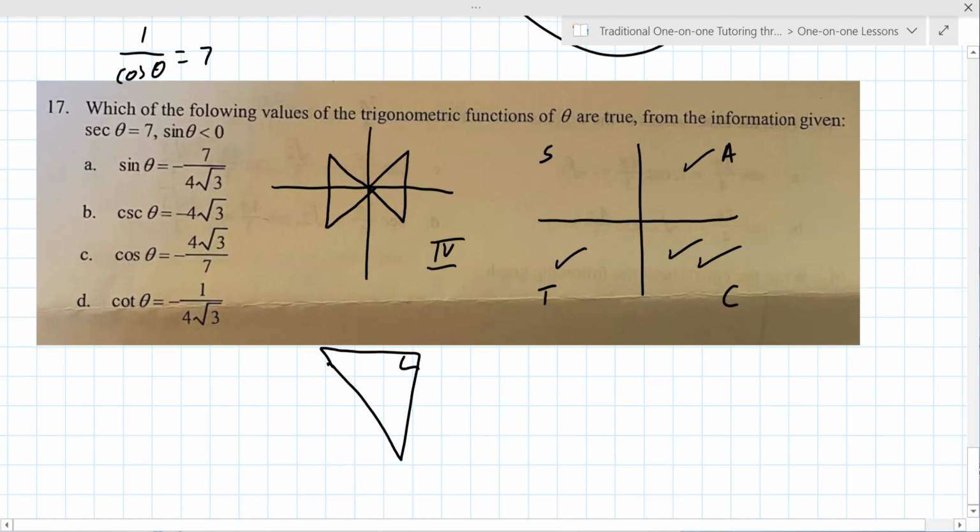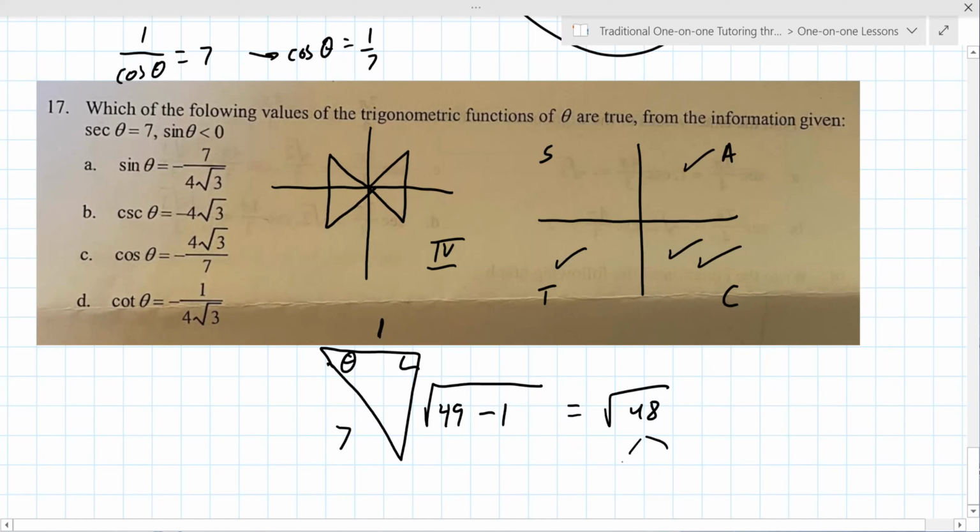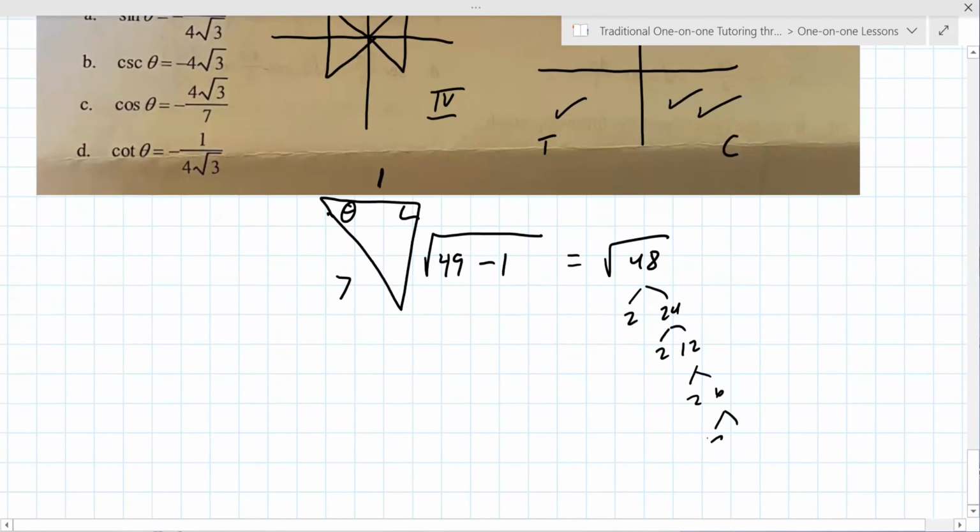So it's better to kind of rearrange this to where you flip both sides. So cosine theta equals 1 over 7. This is your theta, adjacent over hypotenuse. So 1 over 7. And then this is the square root of 49 minus 1, or 7 squared minus 1 squared. So it's the square root of 48. 48 reduces to 2 and 24, 2 and 12, 2 and 6, 2 and 3. So it ends up being 4 square root of 3, but it's negative. And it's negative because you're going down.